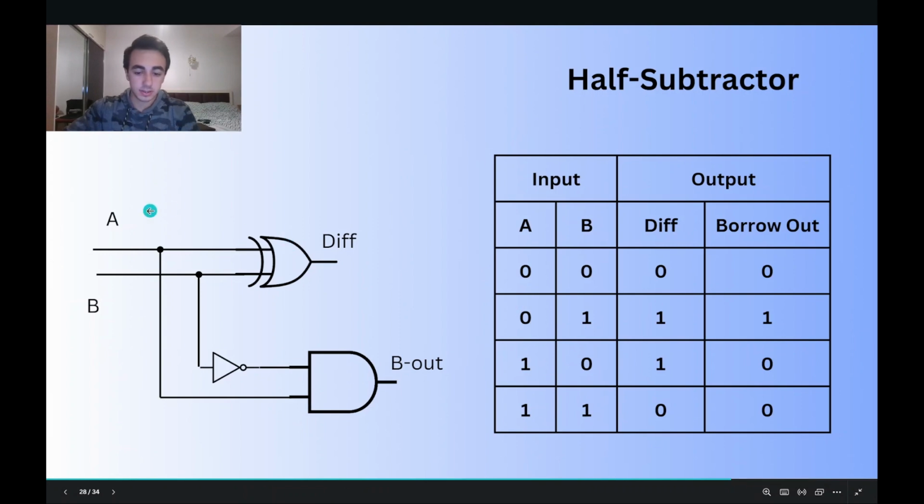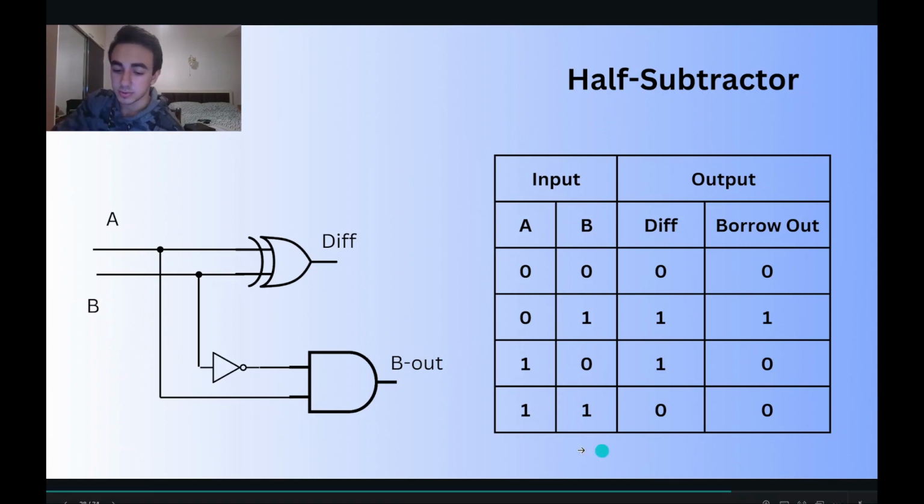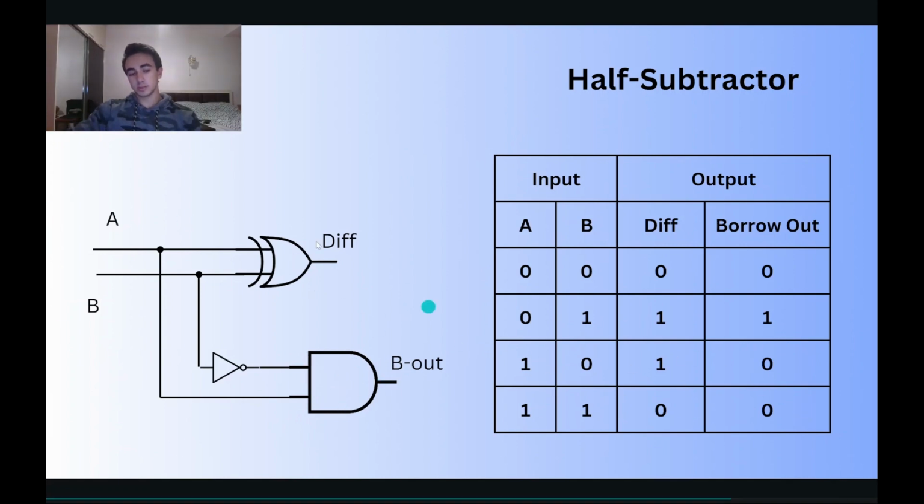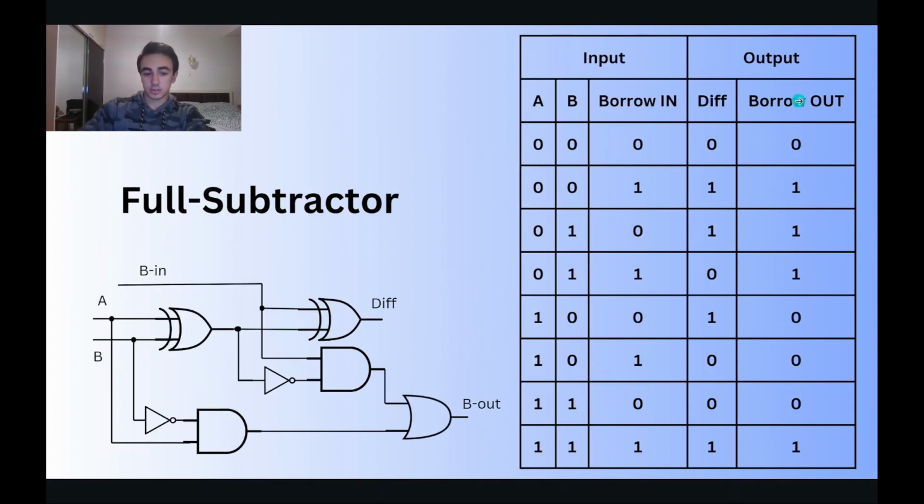The third case, when A is 1, B is 0. XOR outputs 1. We know this. So the NOT gate negates A, we get 0 here, and B is 0. So the AND gate outputs 0. And in the case when both inputs are 1, A is 1, B is 1, XOR outputs 0. A is inverted to 0, B is 1. So the AND gate outputs 0. So this circuit perfectly matches our truth table. And we can use this.